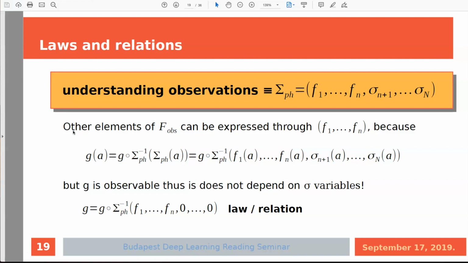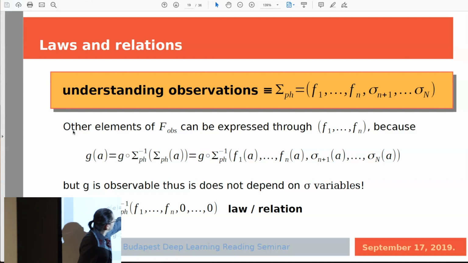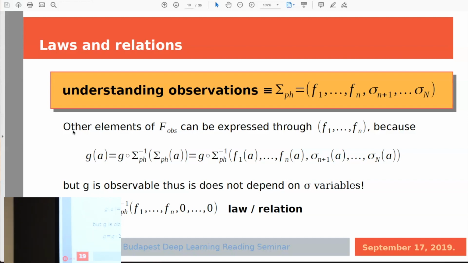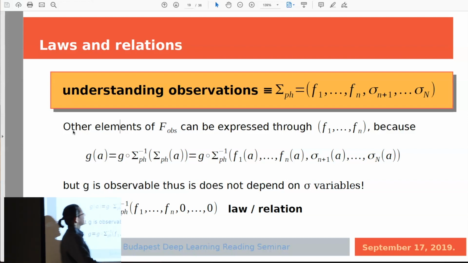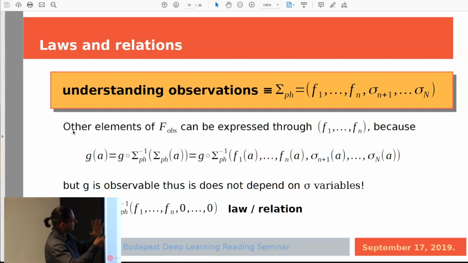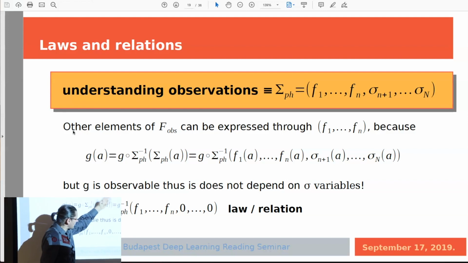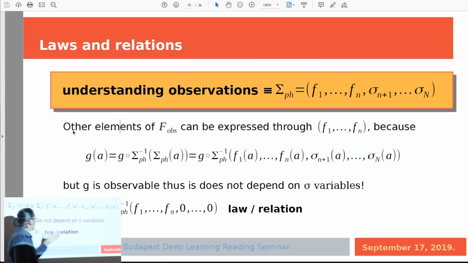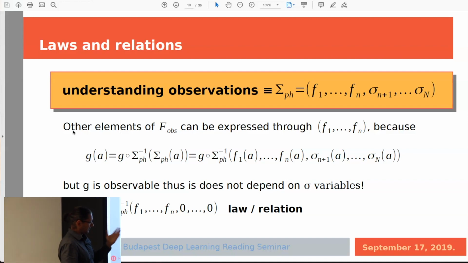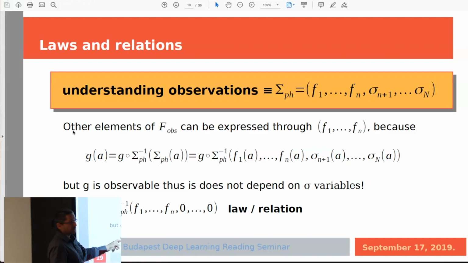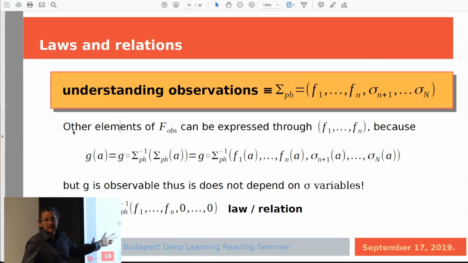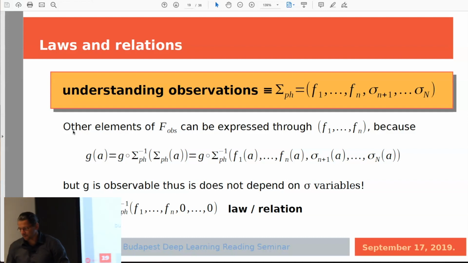Then since it's a bijection, it has an inverse, and then we extend it according to this above rule. So the first n, the small n, is the observable stuff, and the rest is the non-observable. And since G is observable, it doesn't depend on these coordinates, so we can put them to 0, and then we have a functional relation, which is a law. This is the natural law, Newton's equation, for example.